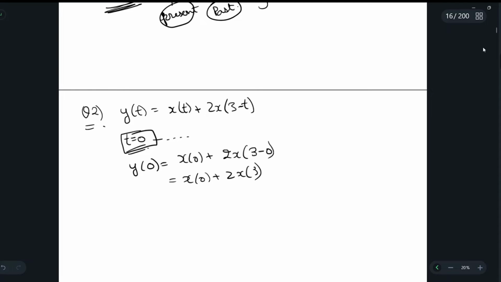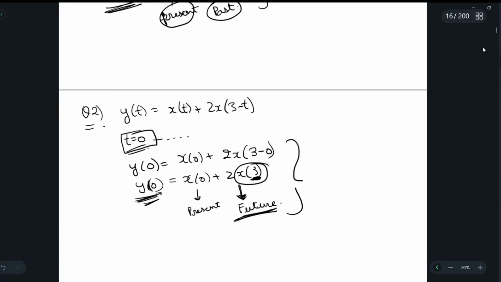Now here you will notice that the output, y(0), is dependent on the present, that is x(0), and over here we get the future, because we have 0 over here and we have 3 over here. So we can say that this is the future, because the output will depend on the next value of the input. So we can say that the output is dependent on the future values of the input. In such a case, we know that whenever the output is dependent on the future, the system is non-causal.